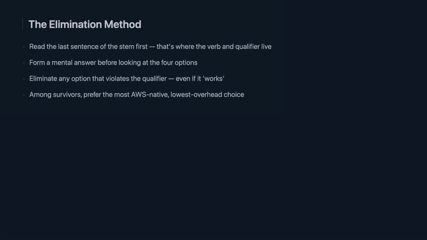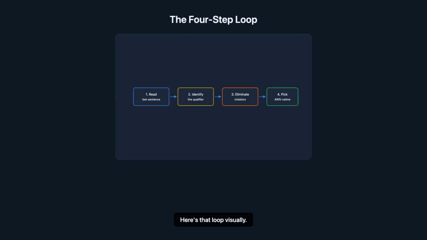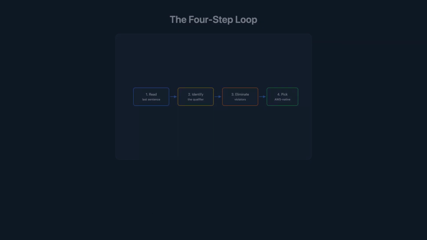That's the whole loop. Here's that loop visually. First, read the last sentence to find the verb and the qualifier. Next, identify which specific phrase is doing the work: least overhead, sub-second, minimal code changes. Then eliminate every option that violates that phrase, even if the option would solve the underlying problem. Finally, pick the most Amazon Web Services native survivor. You'll run this loop 20 times in this video, and roughly 65 times on exam day.